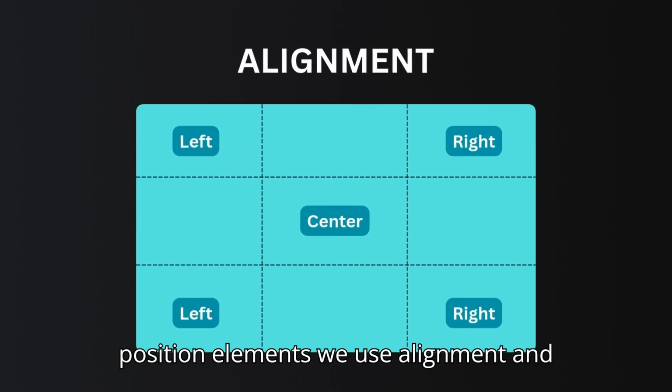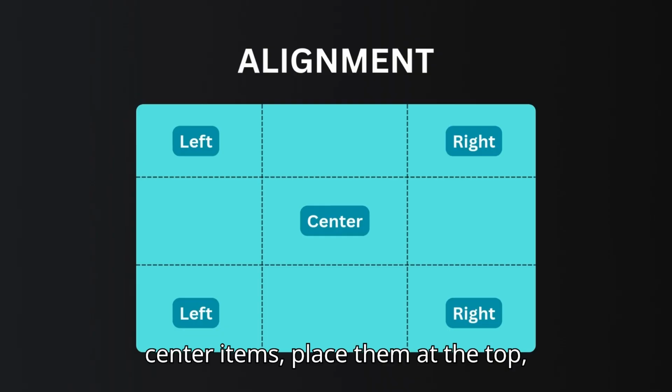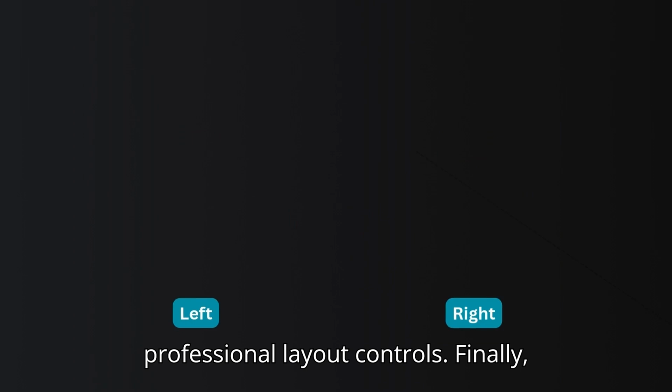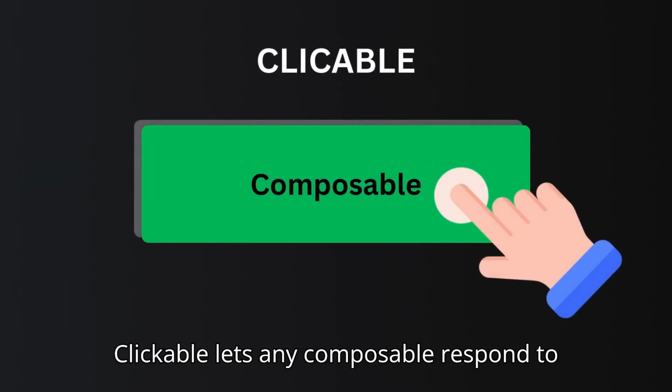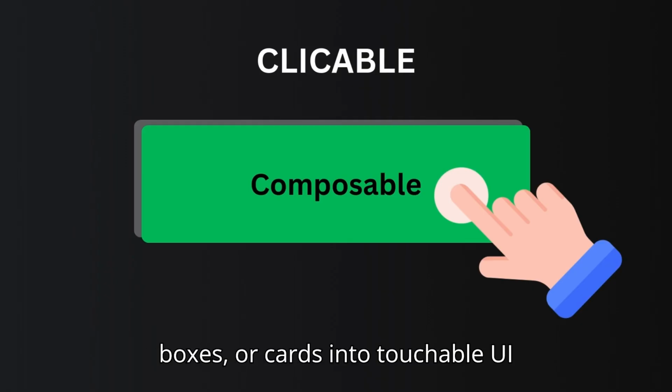To position elements, we use alignment and arrangement modifiers. They help us center items, place them at the top, bottom, left or right and create professional layout controls. Finally, clickable lets any composable respond to user interaction. You can turn rows, boxes or cards into touchable UI elements.